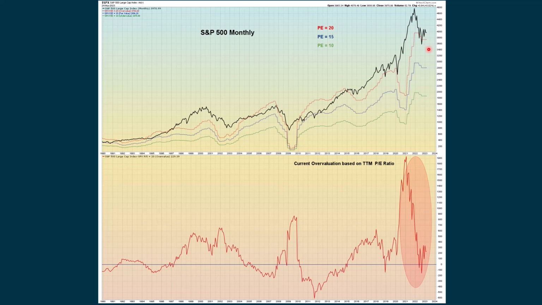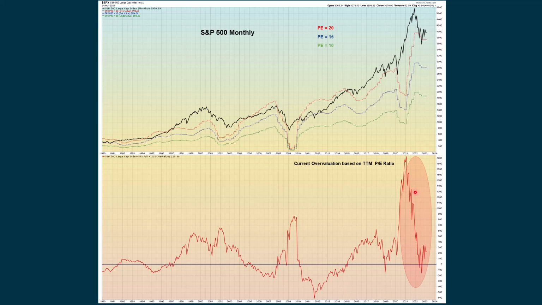When we drop down below the red line and then go all the way down to the blue line, that gives us a PE ratio of 15. At that point, the market is considered to be fairly valued. If we drop all the way down to the green line, that means that the market is inexpensive or cheap.